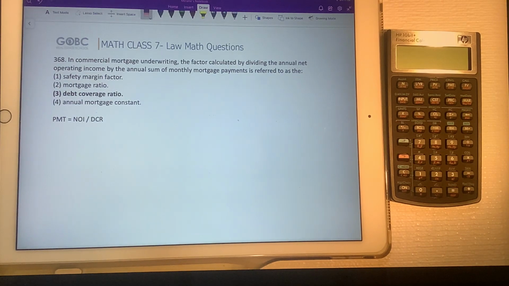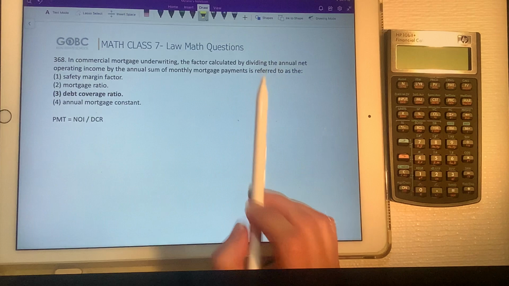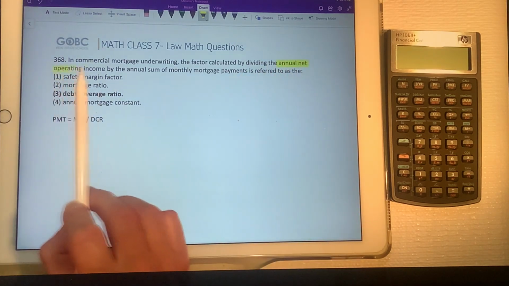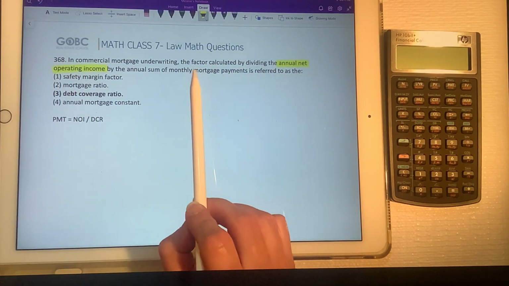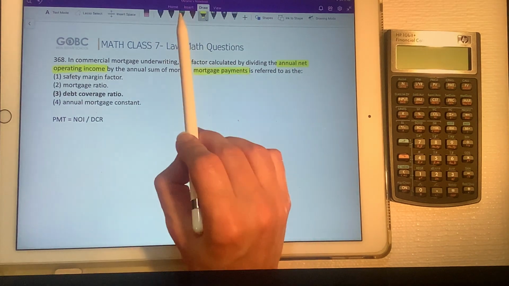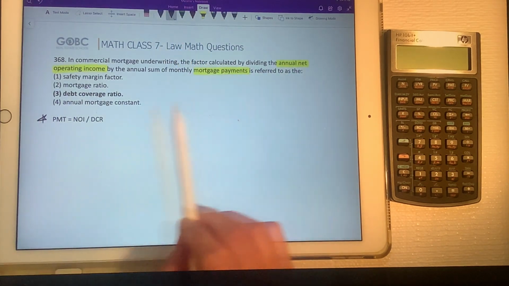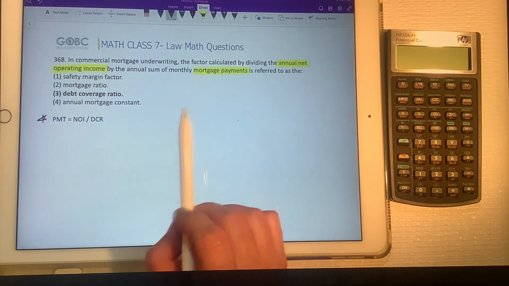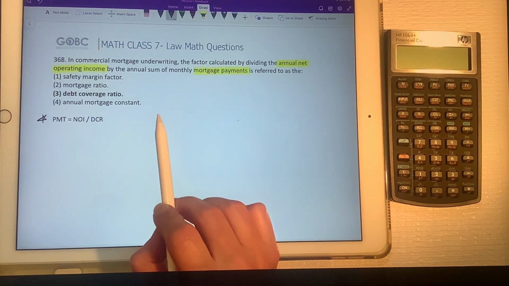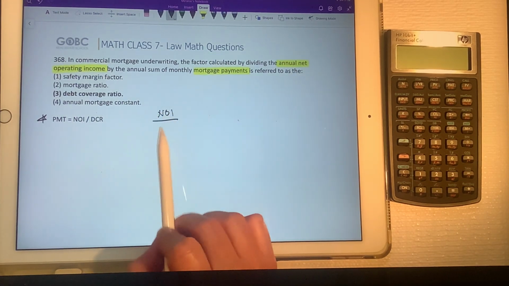All right, so question 368 looks like it's tricky, but it's not. So it has 2 different things in here that you should recognize. It has the net operating income and it has the payments mentioned. So when you see those 2 things together and it's asking for you to do something with them, in this case, it says to take the NOI and divide it by the payments.